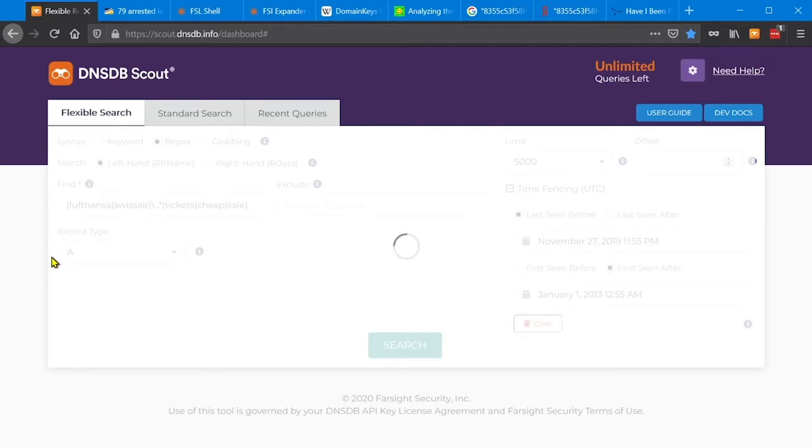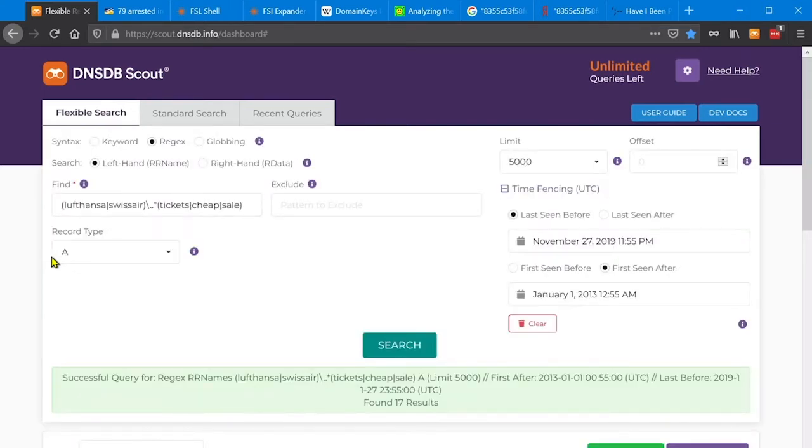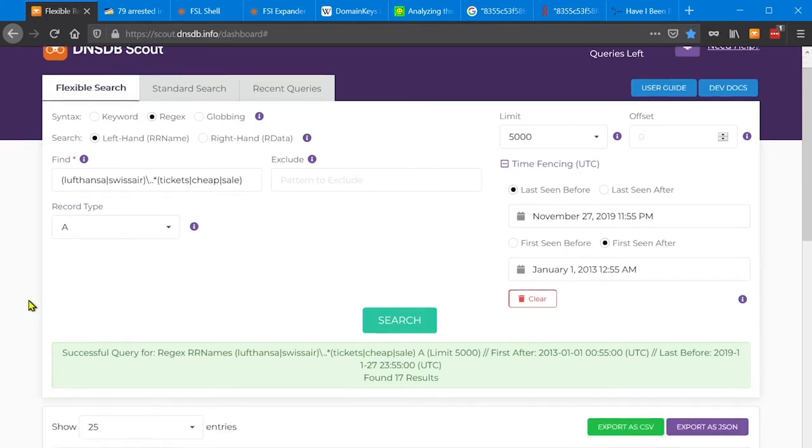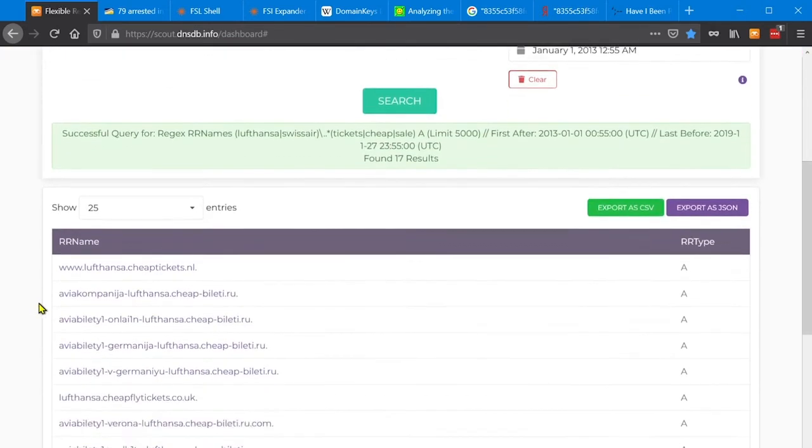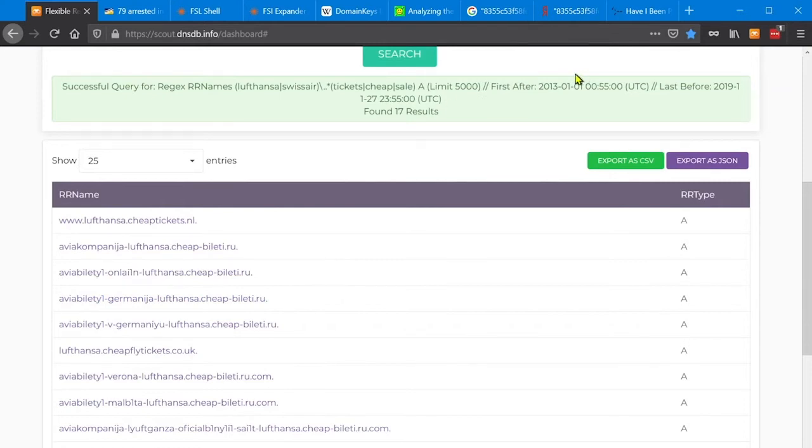What do we expect to see? Obviously, Lufthansa or Swiss Air would not create sites which would have ticket, cheap and sale in the host names. They have a well publicized and known website as their flagship web presence, and everything else potentially might be quite suspicious. We found 17 results within that time frame, and let's go and inspect them. Lufthansa, cheap tickets, Netherlands. So definitely looks suspicious.